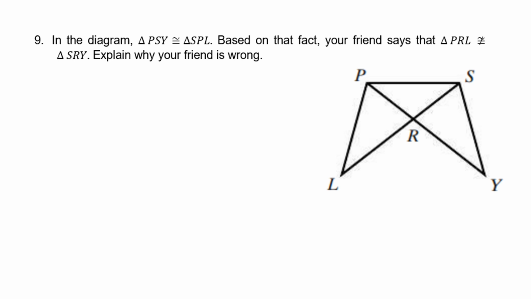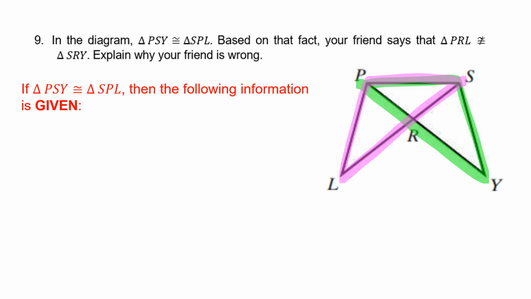All right, so we are given that triangle PSY is congruent to triangle SPL. If triangle PSY is congruent to triangle SPL, then the following information is given to us. First, angle P matches with angle S, and vice versa. Angle S matches with angle P. So those two are congruent. And then angle Y must be congruent with angle L, and vice versa. Angle L is congruent to angle Y.